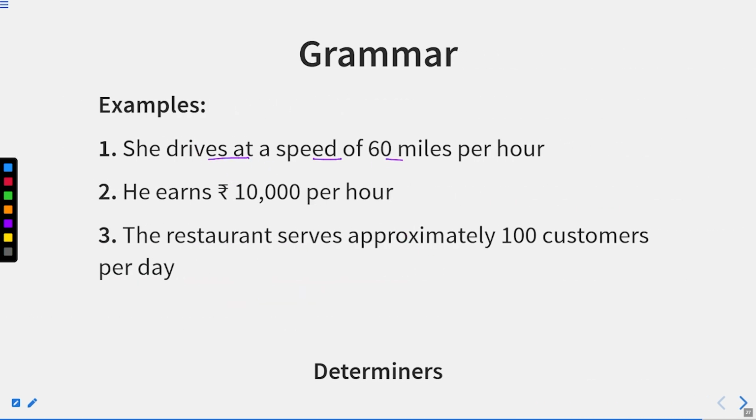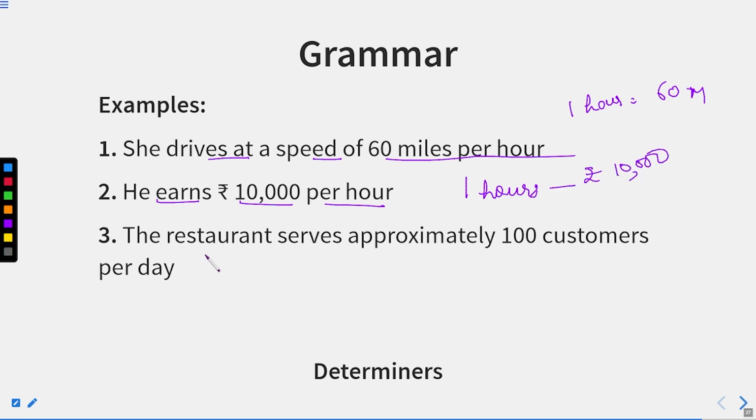She drives at a speed of 60 miles per hour. It means in 1 hour, she drives 60 miles. He earns rupees 10,000 per hour. Now 10,000 per hour means for every 1 hour he gets rupees 10,000. The restaurant serves approximately 100 customers per day. It means in one day, 100 customers. So this is how we use indefinite articles.